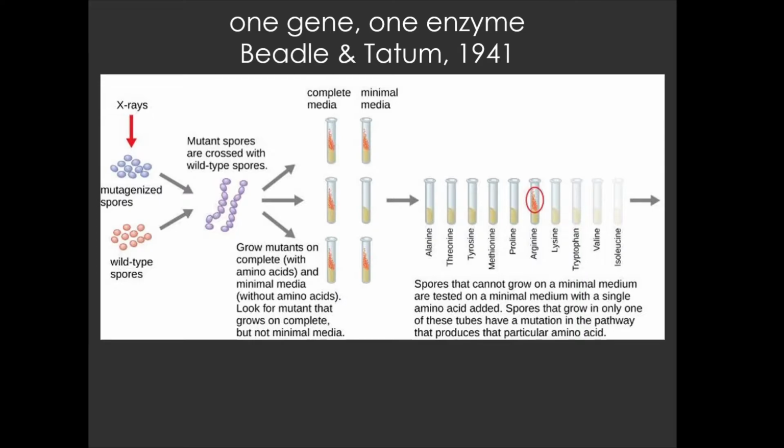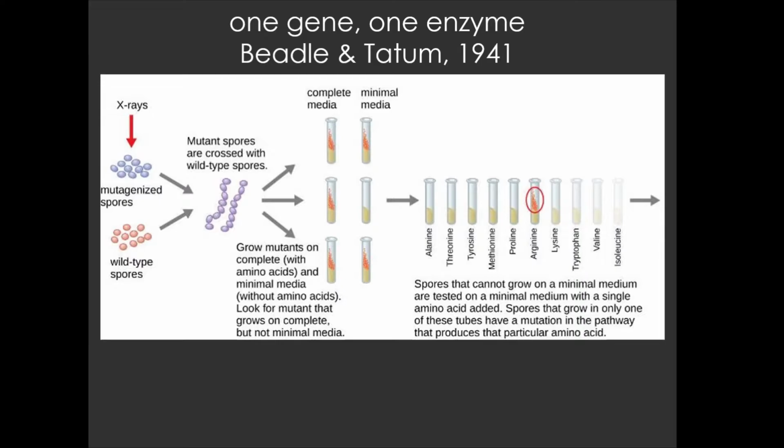And what they were trying to do was find mutants that could grow in complete media, but who could not grow on minimal media, because their assumption was for those mutants who could not grow on minimal media, you would have an organism who had a mutation in the gene that coded for that amino acid.